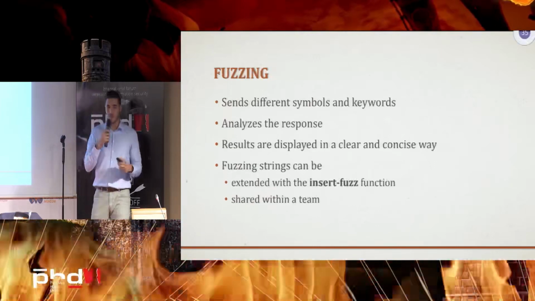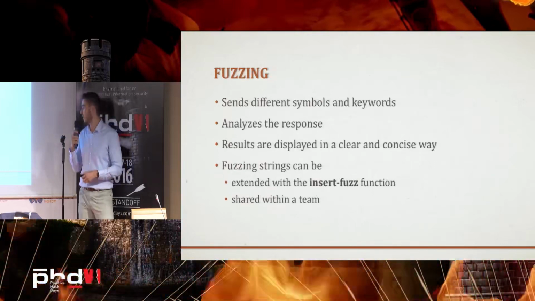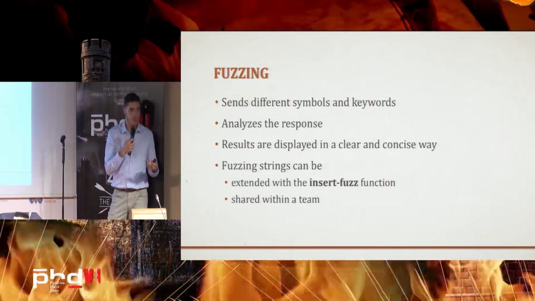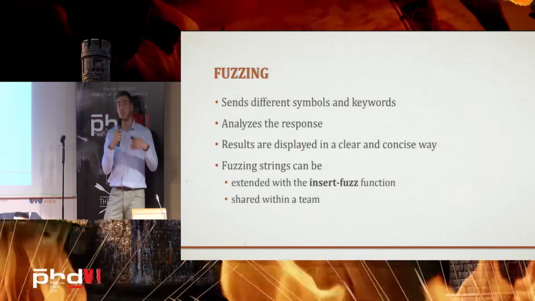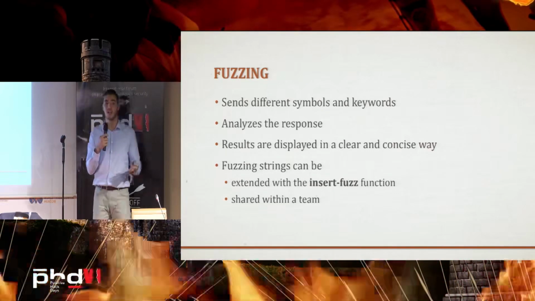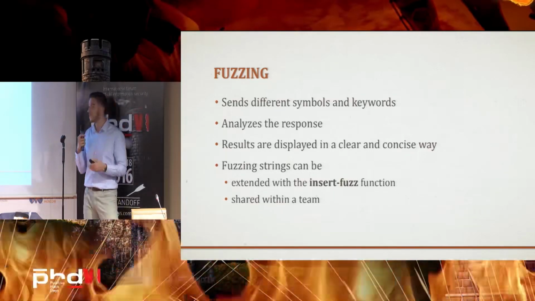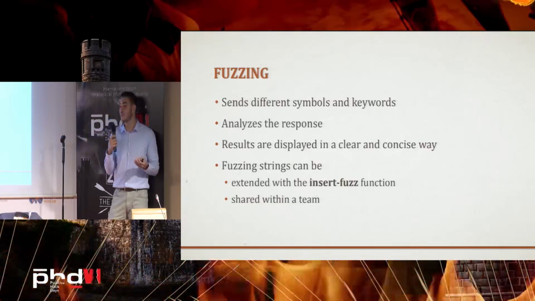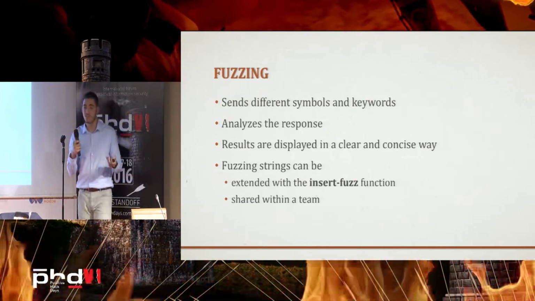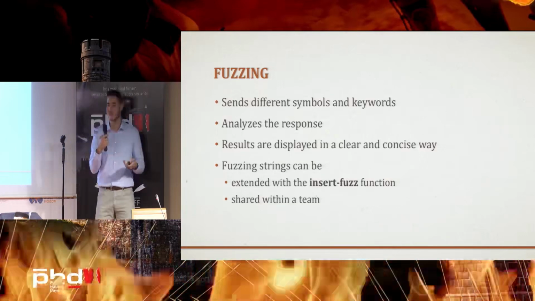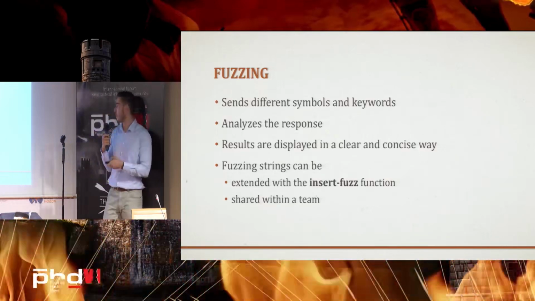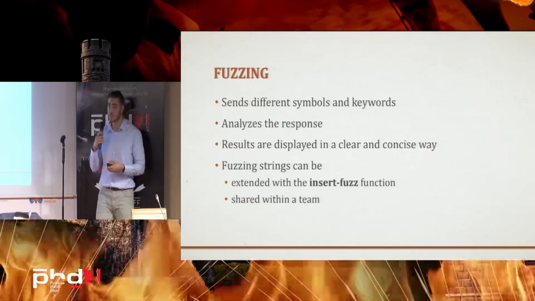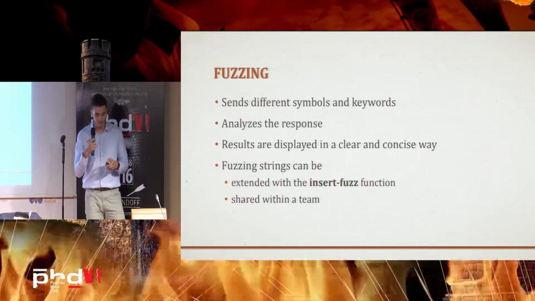The most important function of WEF Ninja is the fuzzing function. The fuzzing function automates phase 4 of the approach, which is sending different symbols and keywords, analyzing the response, and displaying it in a clear and concise way. So at the end, you hopefully have all. I mean, no one of us can test 150 JavaScript functions in a penetration test, and no one wants to do that. So that's why we automate things. And the fuzzing strings can be easily extended with a function called insert fuzz, and the fuzzing strings can be shared within a team.